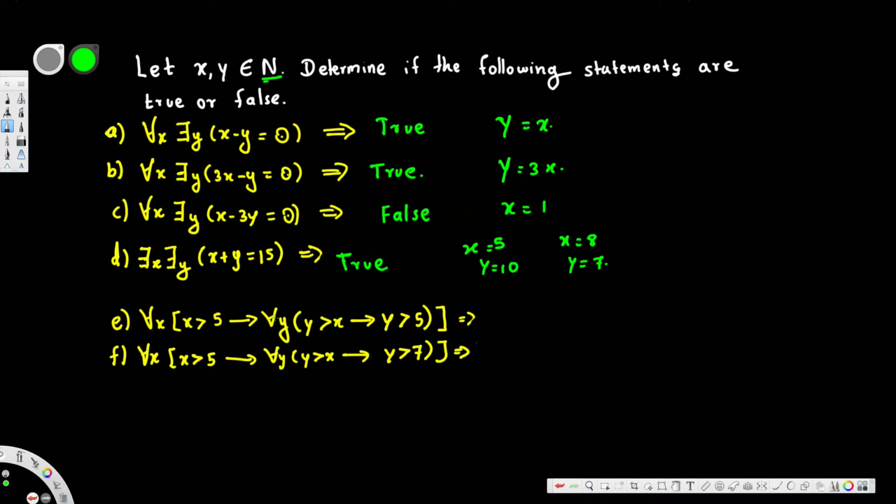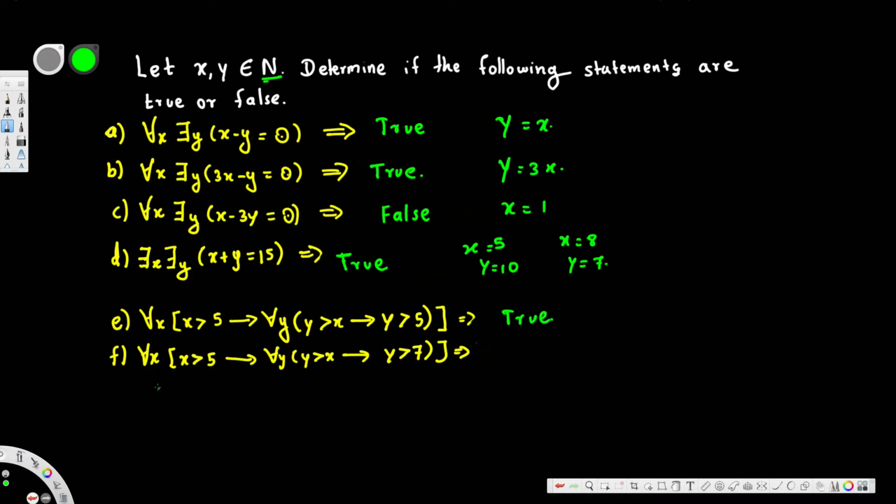Such that it implies for all y greater than x. If y is greater than x, and x is 6, 7, 8, 9, 10, it means y starts from 7, 8, 9, 10. So if y is 7, 8, 9, 10, it implies that y is greater than 5. It's true because y is 7, 8, 9, 10. It means it's definitely greater than 5. So we can say this is true.